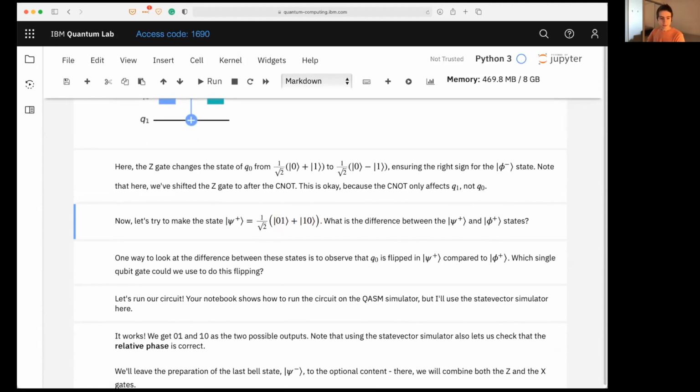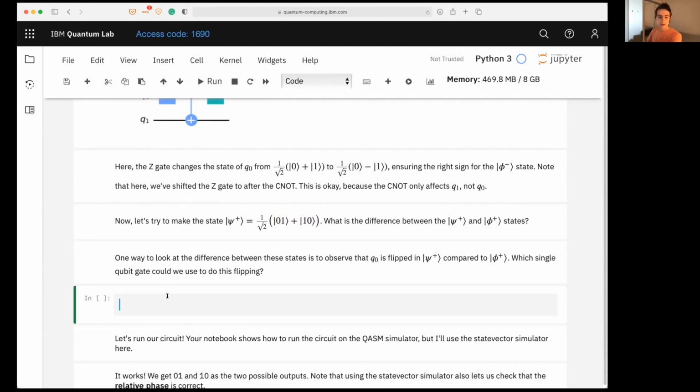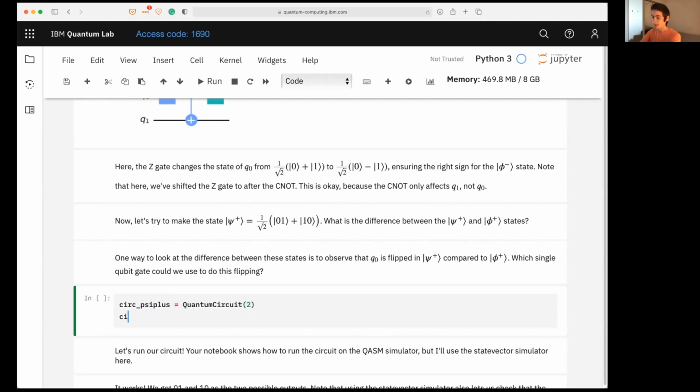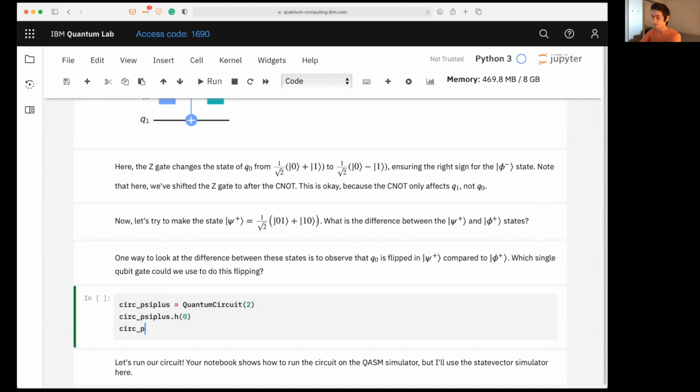Okay, let's go ahead and create our circuit here, just to try this out. I'm going to give myself a code block, and I will call this one circ psi plus. Note the spelling difference here. I know it's a bit confusing. We'll use the quantum circuit keyword. This is a 2-qubit circuit. It's going to look very similar to phi plus. So we'll do circuit name dot gate name, and we'll start off the exact same way.